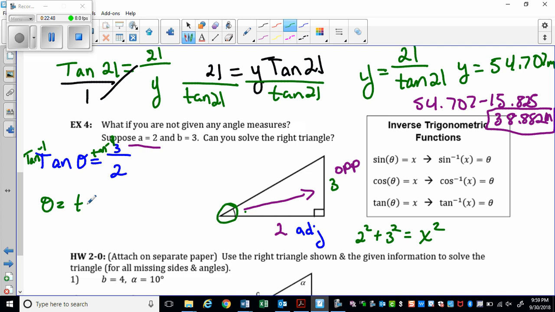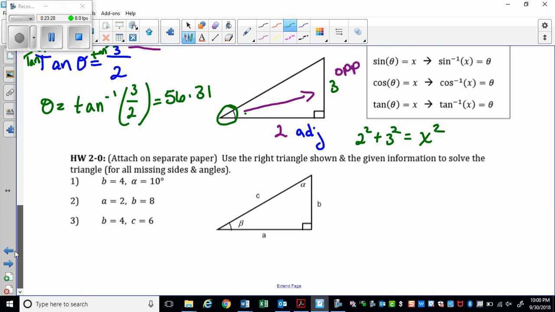The tangent inverse of 3 over 2. What you're going to have to do on your calculators is use second tangent. So the blue button and then tangent. So we're just going to go to second tangent, and then plug in your ratio, 3 divided by 2. And you should get 56.3099, so 56.31.